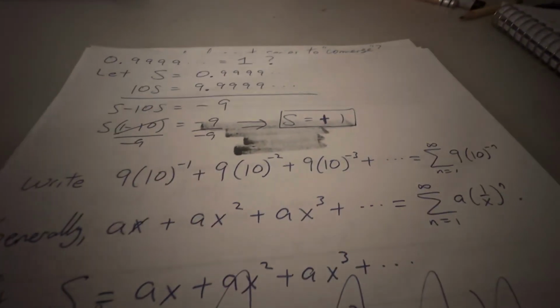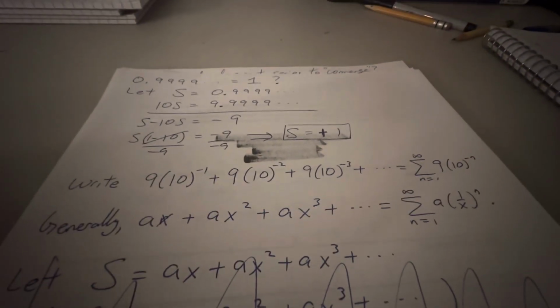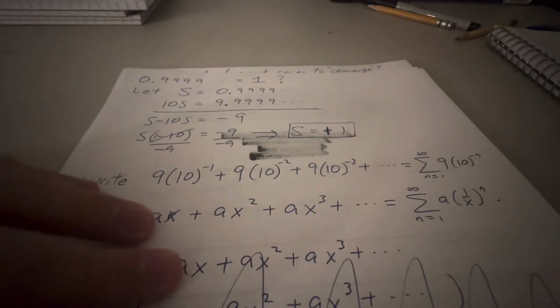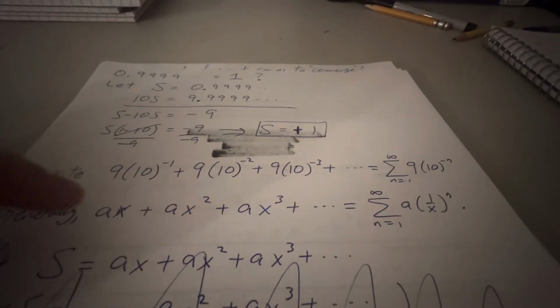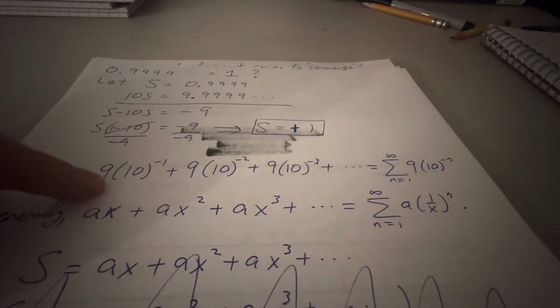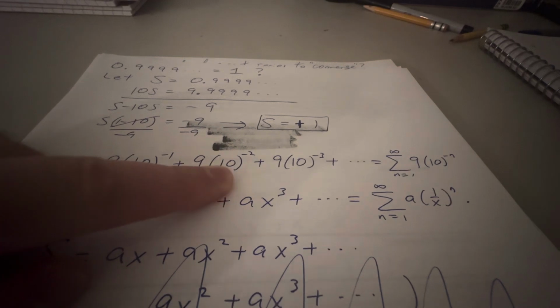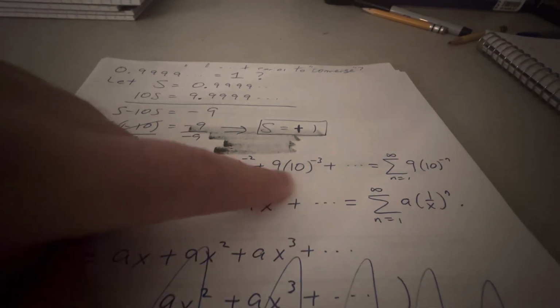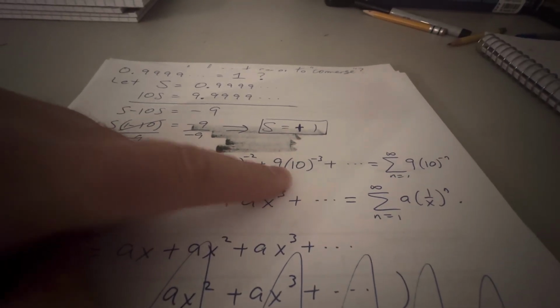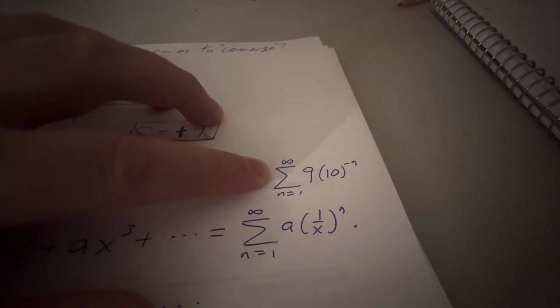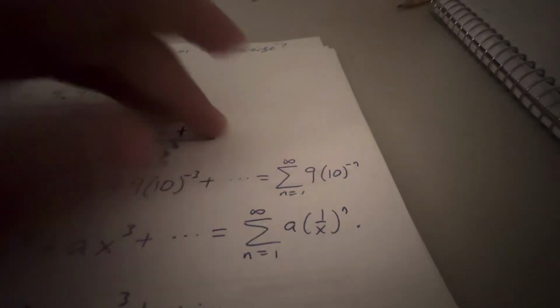Now, in general, the way this works is that you can generalize this as a geometric series. What does geometric series mean? So we have 9 in the 10ths position, and you add it to a 9 in the 100ths position, and a 9 in the 1000ths position, and so on and so forth. And you can write this as a sum, where n goes from 1 to infinity, of 10 to the negative n.